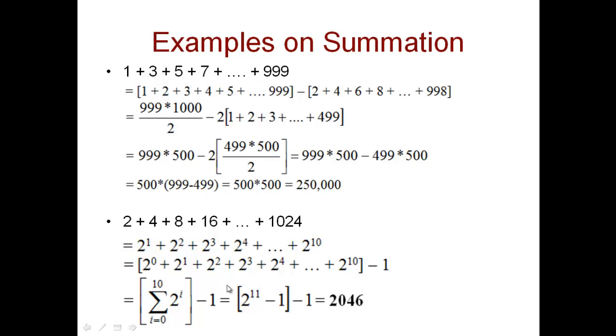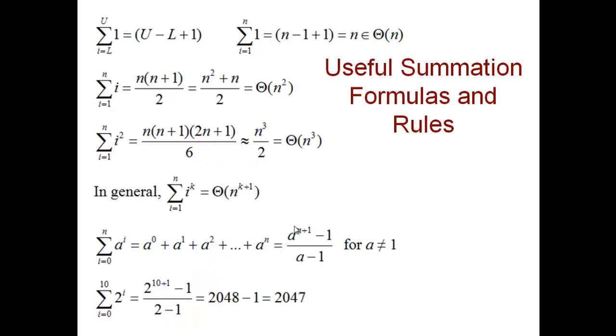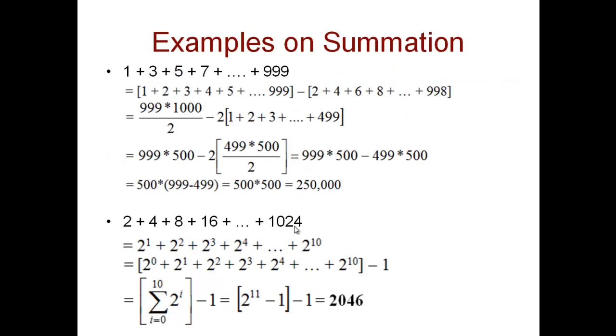Now you have another problem: 2 plus 4 plus 8 plus 16 up to 1024. First we want to decide which of the formulas we have to apply. This looks like even integers, but it's not all the even integers from 2 to 1024. This is only the powers of 2: 2 plus 4 plus 8 plus 16 plus 32 plus 64, and so on. That is 2 raised to 1 plus 2 squared plus 2 cubed plus 2 to the power 4 up to 1024, which is 2 raised to 10.